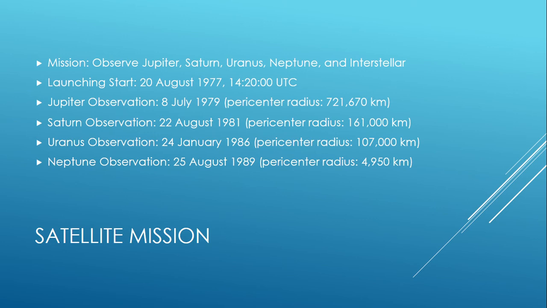Voyager 2 itself launched at 1420 UTC on 20 August 1977, and it reached Jupiter for observation on 8 July 1979 with a pericenter radius of 721,670 kilometers.